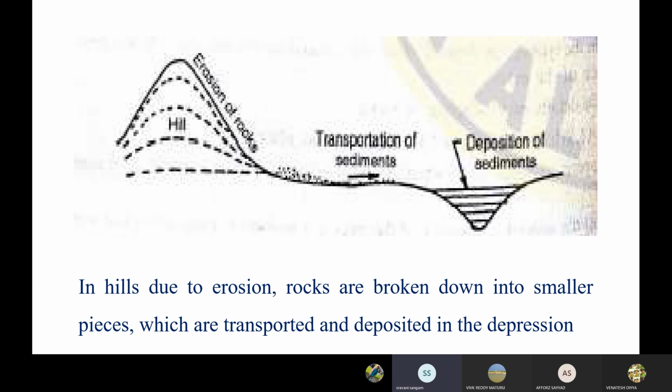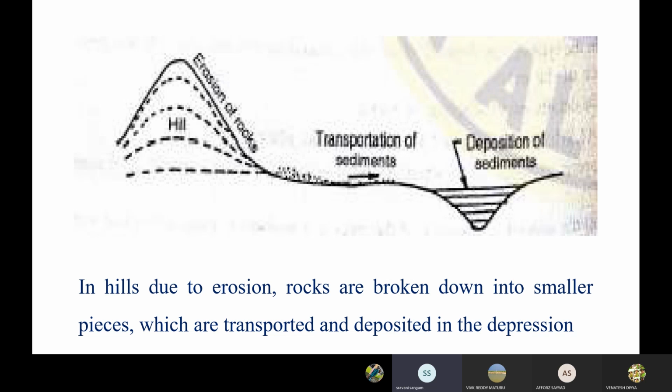Here, erosion in hills: due to erosion, rocks are broken down into smaller pieces, which are transported and deposited in the depression area. Here, this is the hill. When natural forces act on the hill area, where a number of rocks are present, erosion may occur. In case of erosion, the rocks may be converted into small pieces.